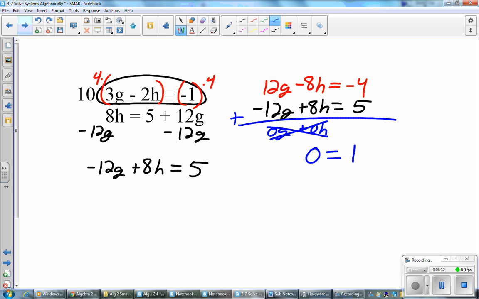If they are the same, your answer will be an identity. If they are different and they are not equal, then it is going to be a no solution. Good luck. Give it a try.